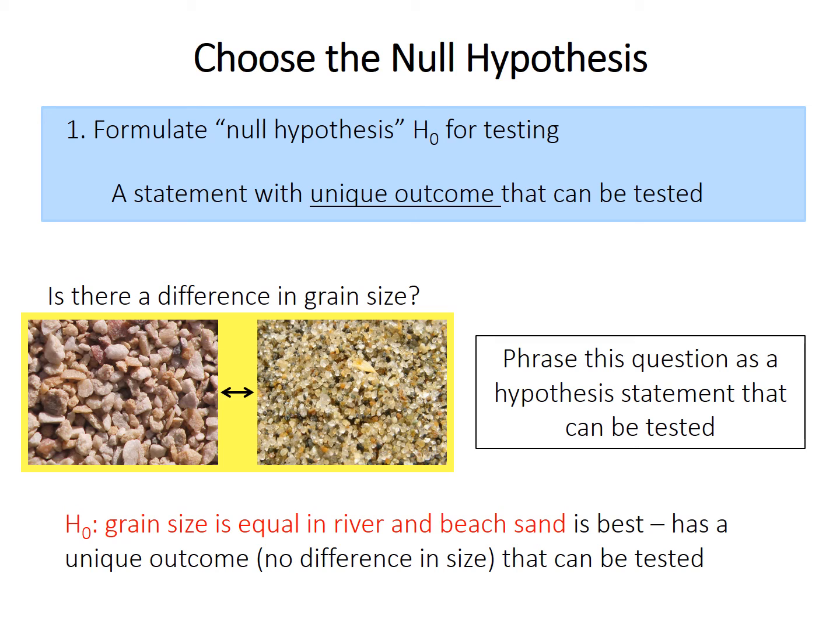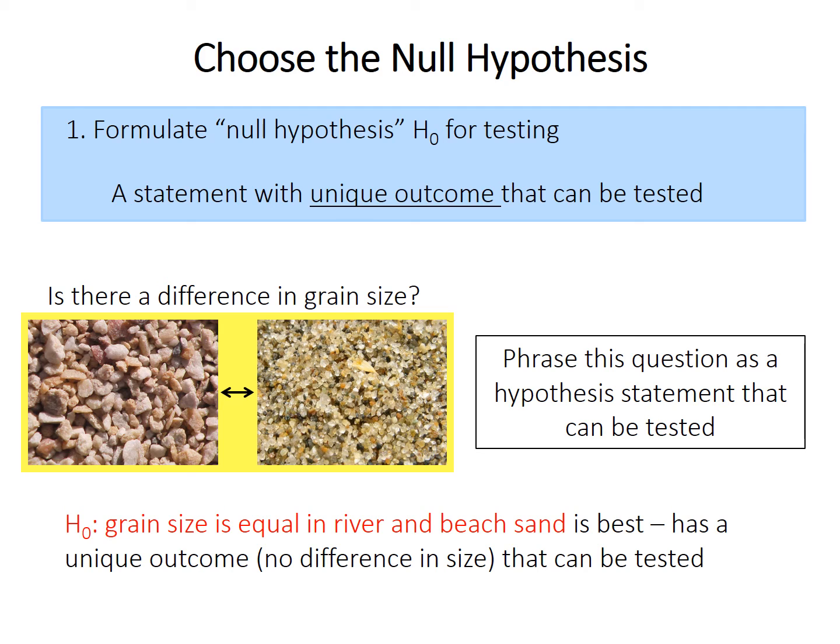That's a good null hypothesis because it has a unique outcome, that there's no difference, the difference is 0, and it can be tested. In theory, you could choose any unique outcome. You could say river sand grain size is exactly twice as large as beach sand grain size, but this no difference null hypothesis is traditional.